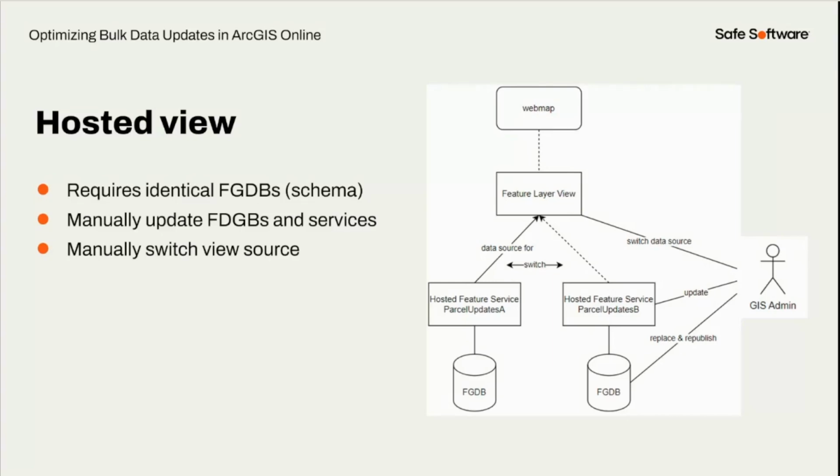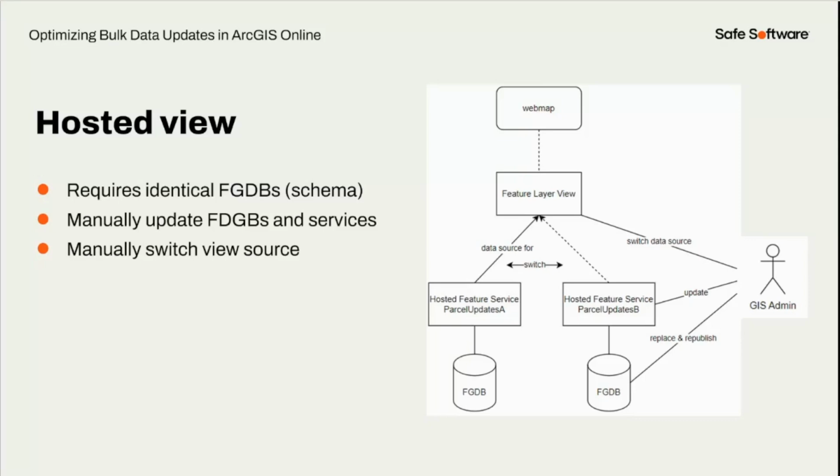Council's GIS team did some research and came up with a really clever process that helps with part of this. They figured out that ArcGIS Online hosted feature layer views support switching between different data sources. The diagram that you see here shows how it works. You create two identical copies of a file geodatabase, or you use the same file geodatabase twice. You publish the file geodatabases as a hosted feature service, so that you have two identical services. They're called parcel updates A and parcel updates B.